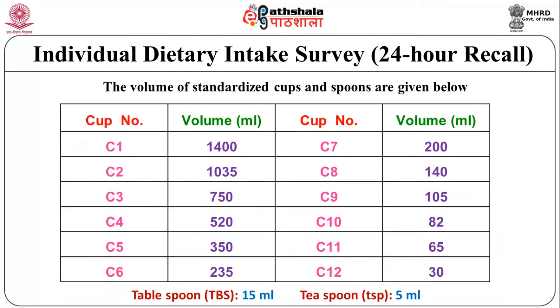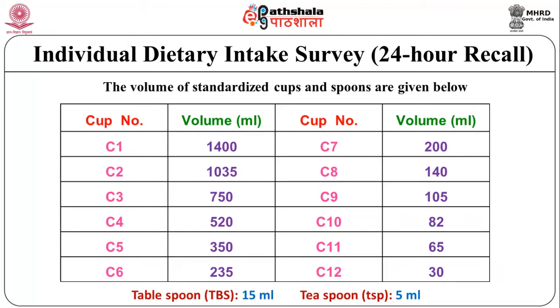For example, cup 1 measures up to 1400 ml, cup 2 up to 1035, cup 3 up to 750 ml, cup 4 up to 520, cup 5 up to 350, cup 6 up to 235, cup 7 up to 200, cup 8 up to 140, cup 9 up to 105, cup 10 up to 82, cup 11 up to 65, cup 12 up to 30 ml.